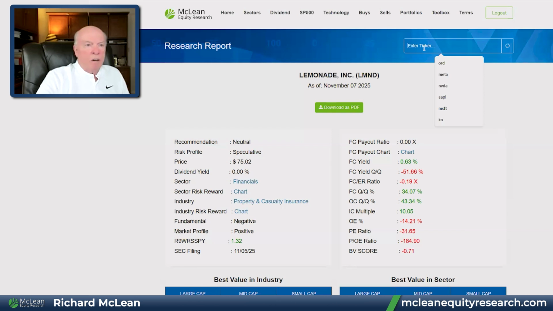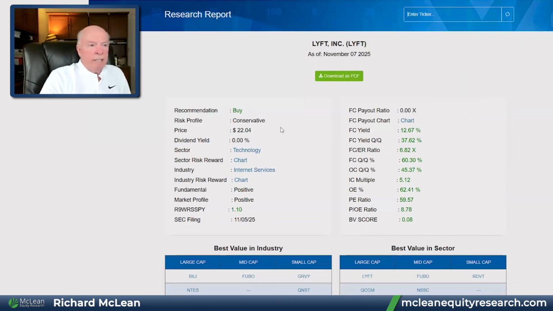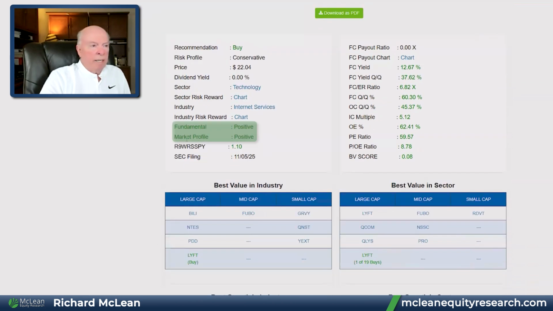Another stock on there was Lyft. And this stock, again, has a buy conservative rating, but its fundamental and market profile are both positive. We like that. This is like 10% above the S&P. We like everything about this company.